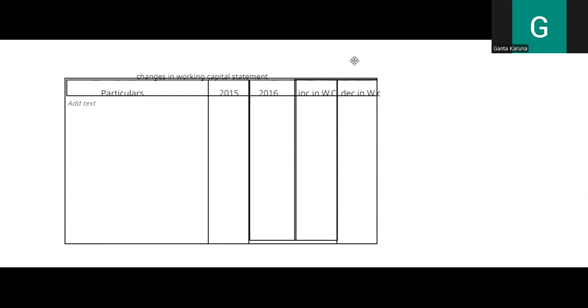Once we have the current assets, now I need to go for totaling. Once we total it, we will find out the total of the assets value. So first for 2015, the total is equal to 2 lakhs plus 1 lakh 60,000 plus 1,000, which is equal to 3 lakh 61,000, right?